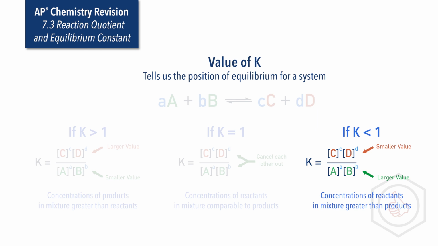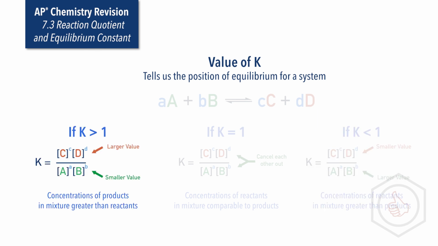In simple terms then, the magnitude of K gives us an insight into which side of the reaction is dominant at equilibrium. The bigger the value of K over 1, the more the equilibrium favours the forward direction and the products. The smaller the value of K under 1, the more the reverse reaction is favoured and the equilibrium favours the reactants.